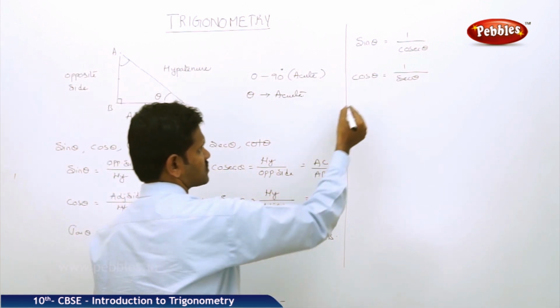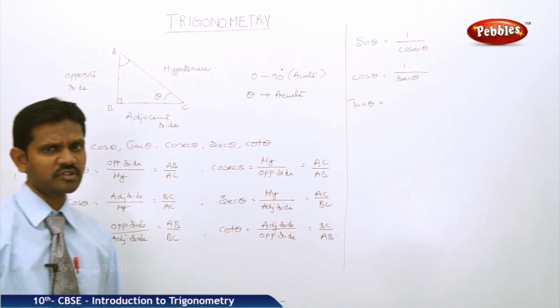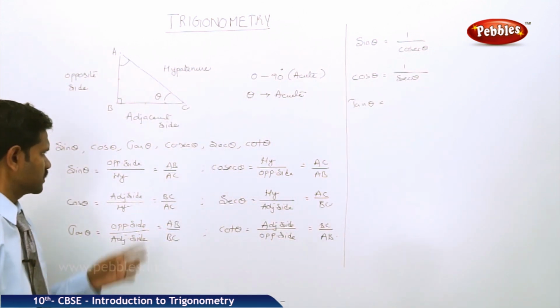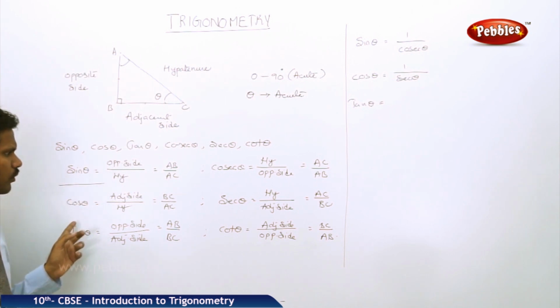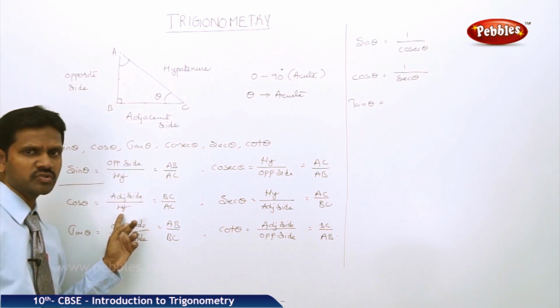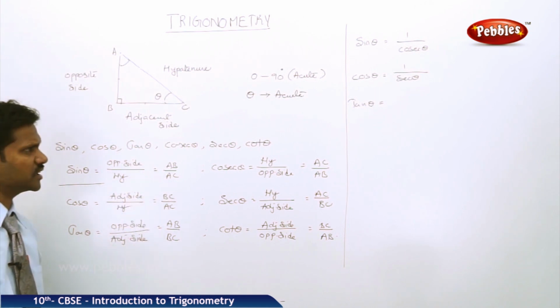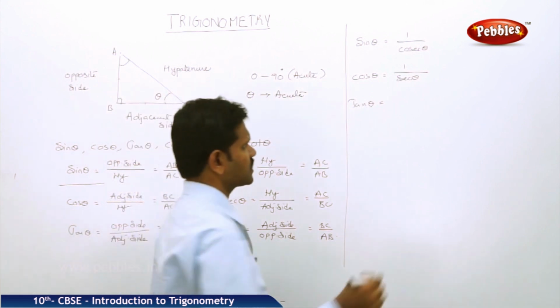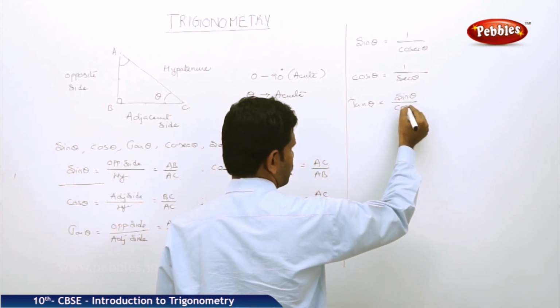Next, tan theta. Please observe the definition of tan theta. If you divide sin by cos, what will you observe? Hypotenuse gets cancelled, and opposite side by adjacent side will come. That is, tan theta is a ratio of sin and cos.